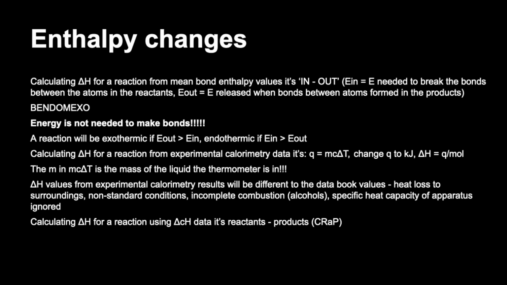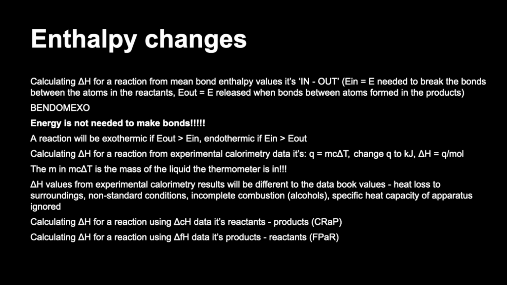When you're calculating enthalpy changes for a reaction using combustion data, it's reactants minus products, and the way I remember that is crap. If you're calculating delta H for a reaction using formation data, it's products minus reactants, and I remember that using the word faux.